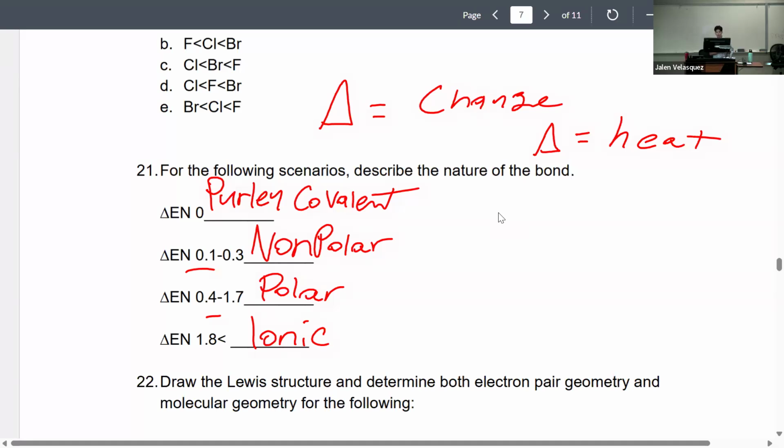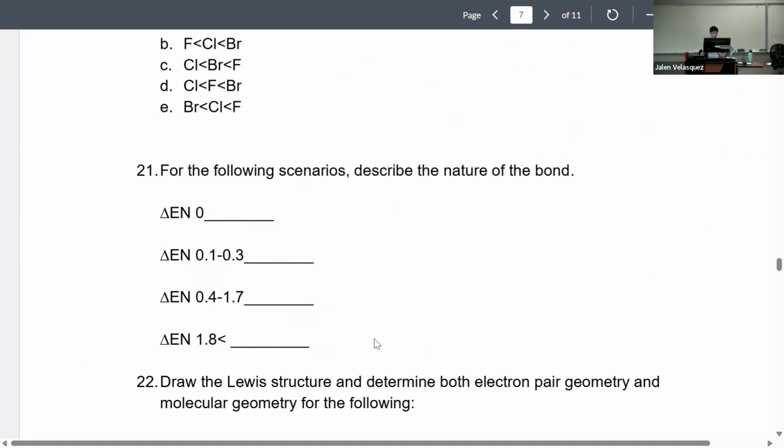So remember the nature of the bond, right? Polarity is just describing the relative symmetric or unsymmetric distribution of electrons, right? We'll go into that a little bit later. But yeah, just make sure you memorize this. Okay, any questions on this here?